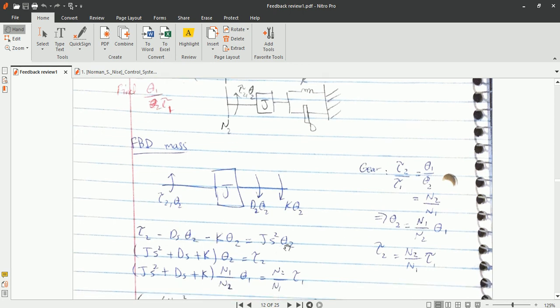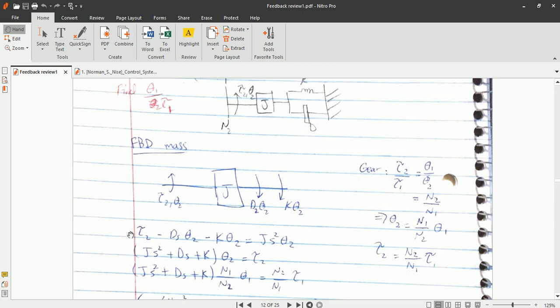Sum of all the forces is equal to js square theta 2. Why s square here? Why s square? When do we get s square in the Newton's law? F is equal to ma, and a is equal to d2x over dt square, right? You have a double derivative, so that's why you are getting s square.